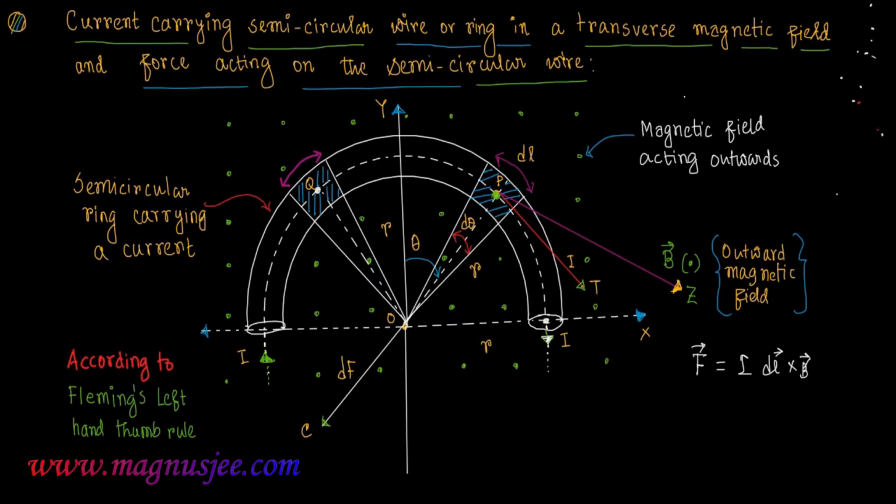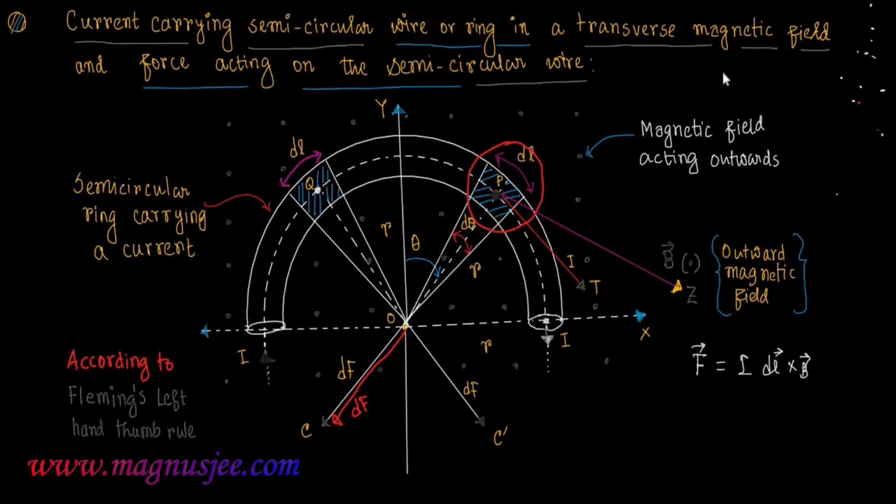dl is the length of the small element at the point Q. Now the small element of length dl will experience a force df which acts along the direction OC prime. So here we can denote that OC prime is the direction along which the force df experienced by the small element of length dl acts.